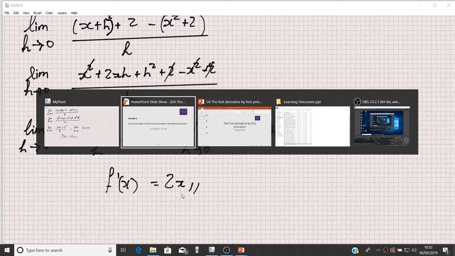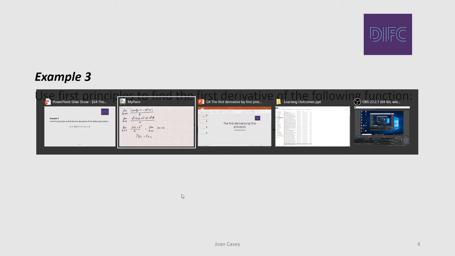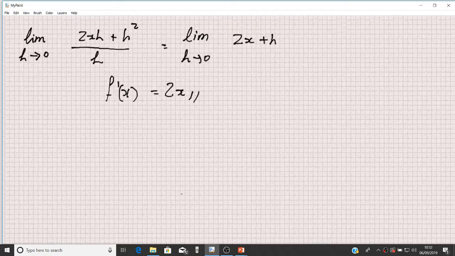The last example we're going to look at is: use first principles to find the first derivative of the following function. Now we've got x squared plus x minus 3, and we're going to use the same first principle formula to find the first derivative. So let's start off by writing the function. The function f of x is x squared plus x minus 3.